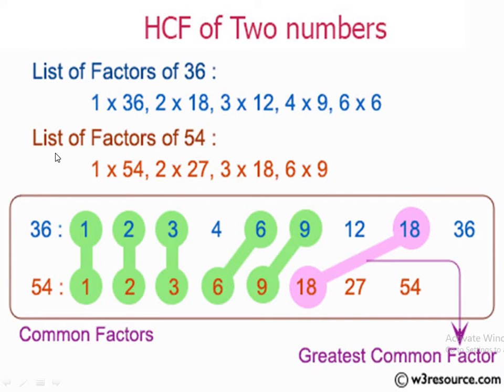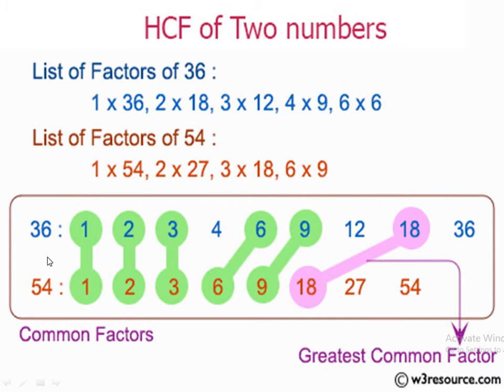Then after that we are going to list the factors of 54. 1 into 54 is the first factor, then 2 into 27, then 3 into 18, and then 6 into 9. So here we are going to list the factors in the increasing order.